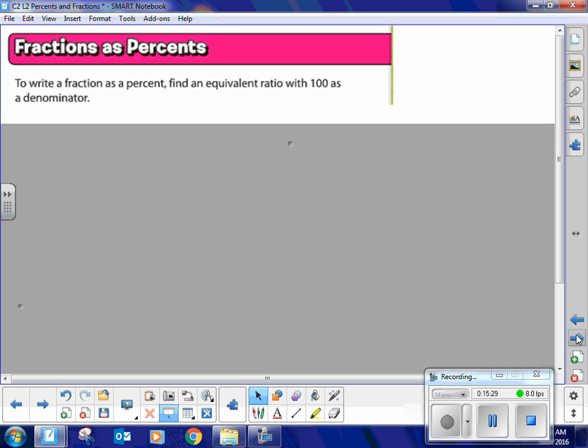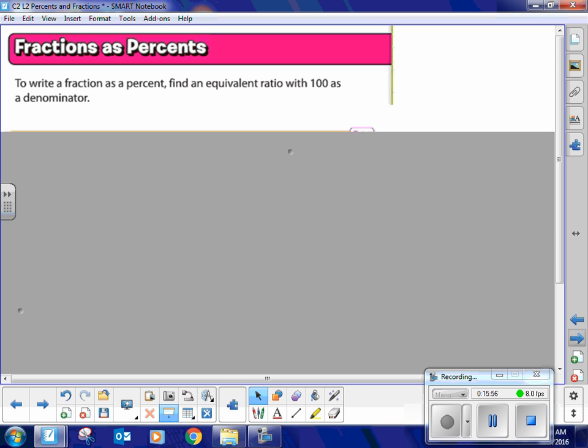All right, here comes the tricky part. Fraction as percent. To write a fraction as percent, find equivalent ratios with 100 as a denominator. That's one way of doing it. The other way, since I've already taught you how to turn a decimal into a percent, you can just use division, figure out the decimal value of the fraction, and then turn that decimal into a percent. And then you'll be doing all 3 ways in one shot. And that's awesome if you can do that.